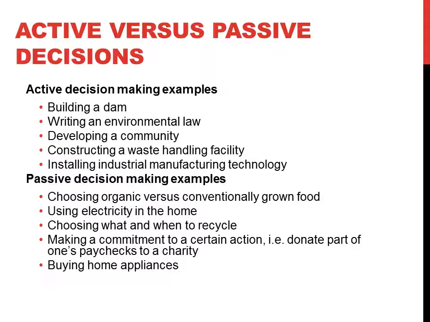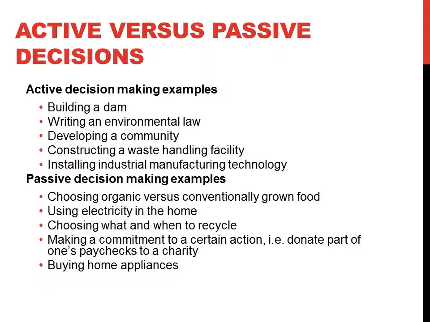Passive decision-making examples include these that are listed: choosing organic versus conventionally grown food, etc. They tend to be smaller in scope than the active decisions, and they tend to be relatively straightforward, something that's done on a daily basis and done when we're not paying a whole lot of attention to what's going on. For example, using electricity in the home, that tends to be invisible. Choosing what and when to recycle, it's sort of a mindless choice.